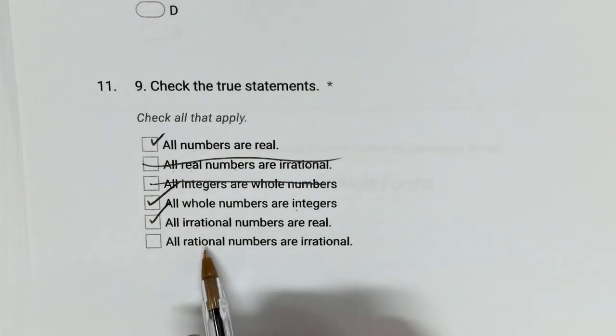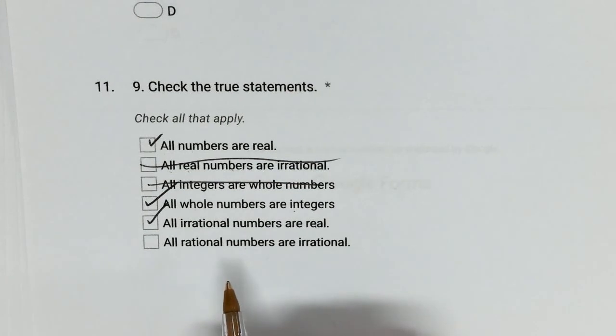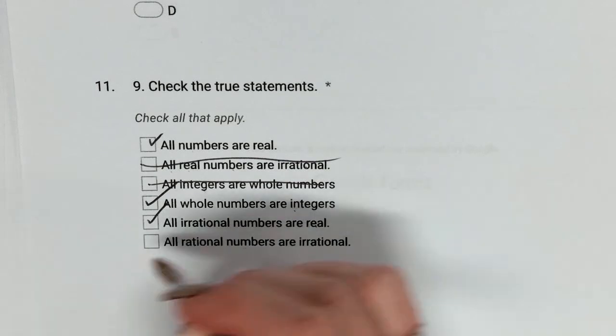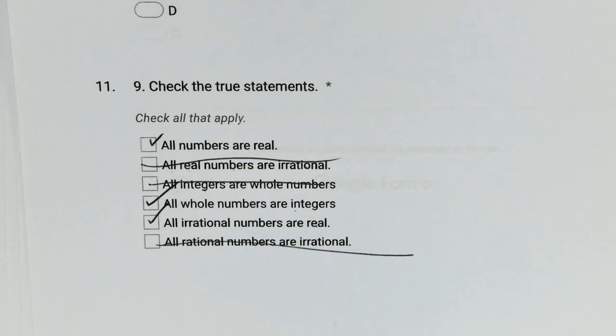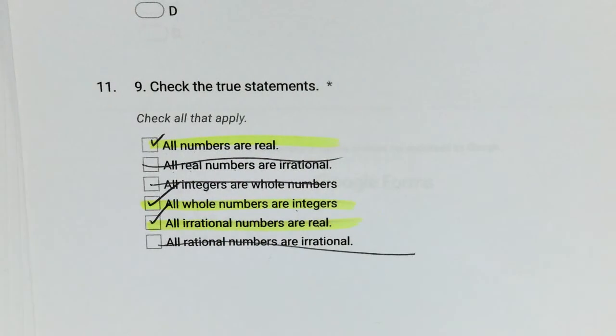Are all rational numbers irrational? No. That's like saying dogs are cats. No, you cannot be both at the same time. So you should have checked the first one, the 4th one, and the 5th one. Are we good? Make sure you check those 3 only. Last question.